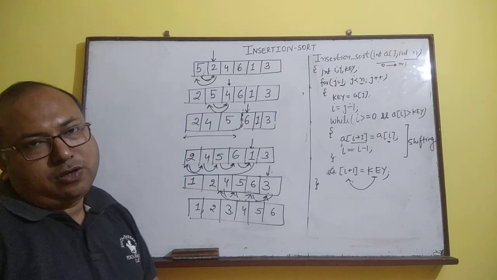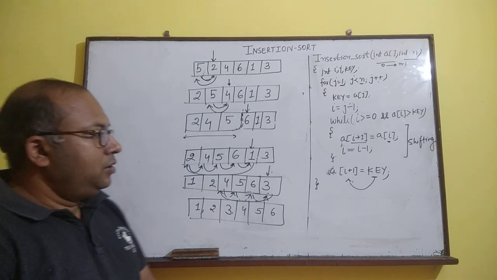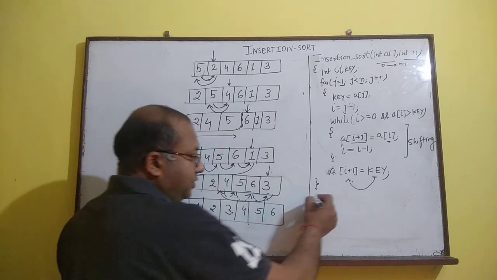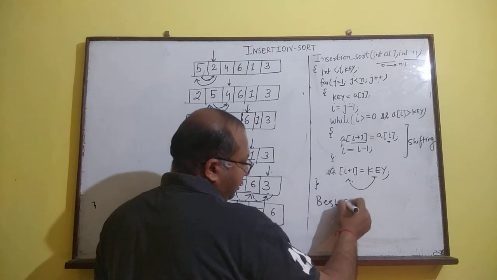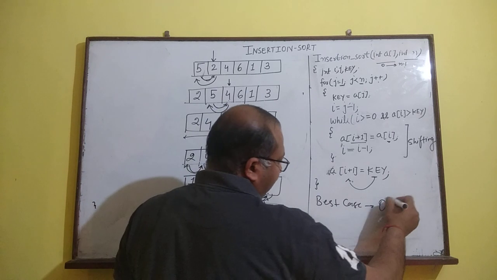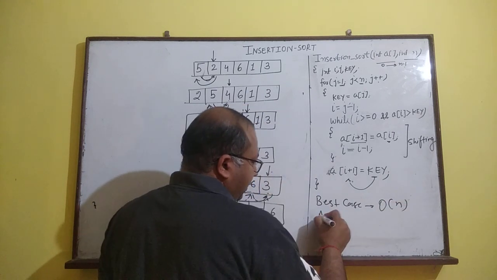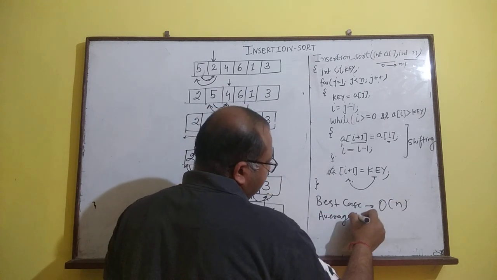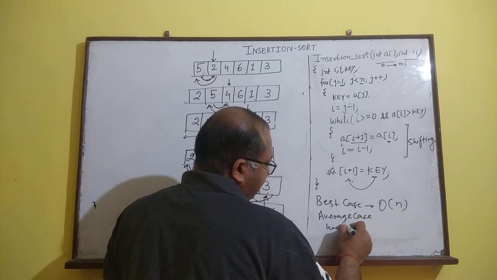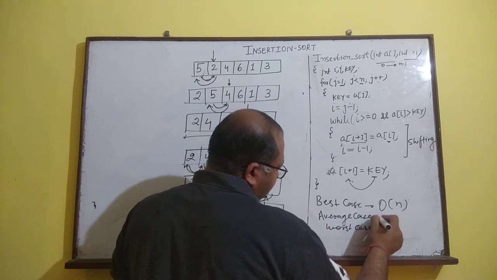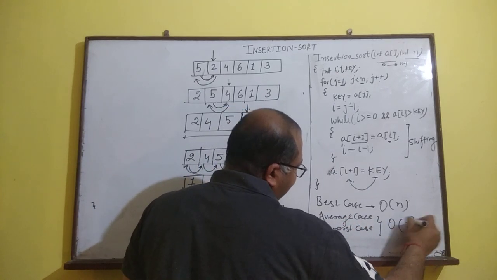So this was all about insertion sort. If we talk about the complexity of insertion sort, in the best case it is order of n, in the average case and in the worst case it is order of n square.